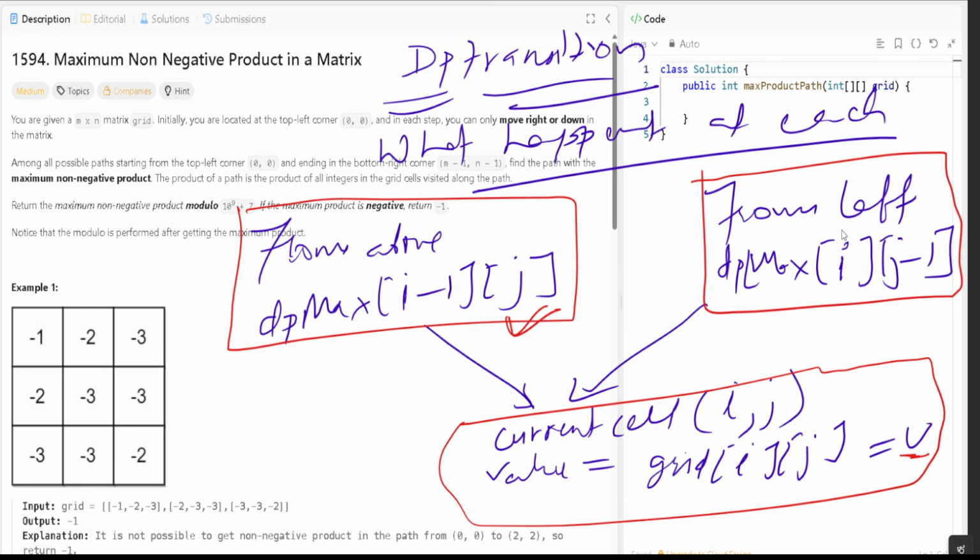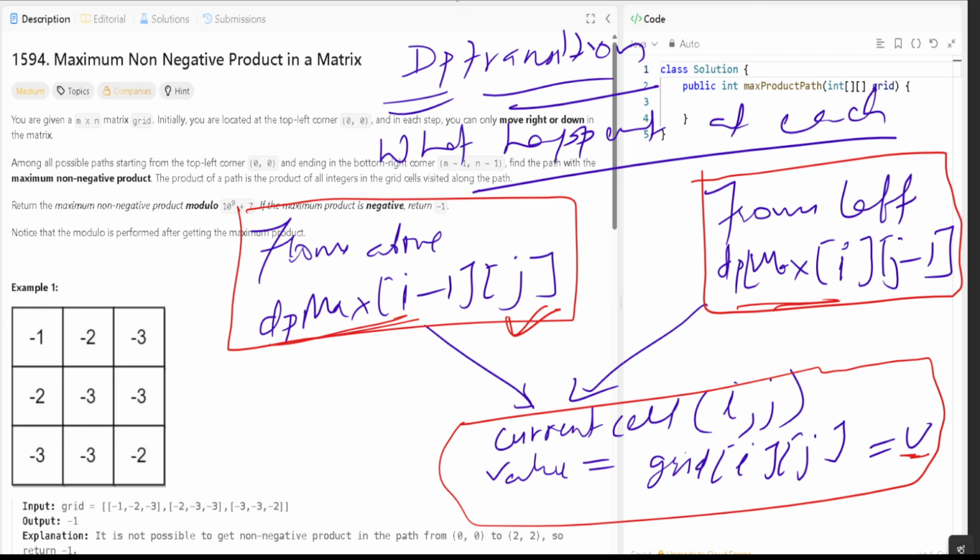Similarly, if it is coming from the left, i, j minus 1, we multiply by v. But we need to understand that the multiplied value can be the dp max value or the dp min value. What is the candidate value coming from above, and what is coming from the left? That is dp max and dp min, dp max and dp min. This is for the dp max value, and similarly for the dp min value. That means in total 4 candidate products will be there, right?